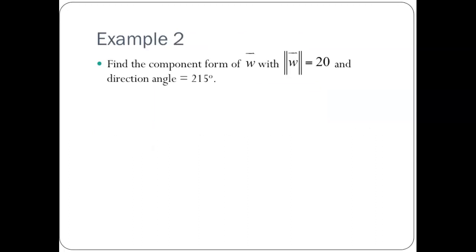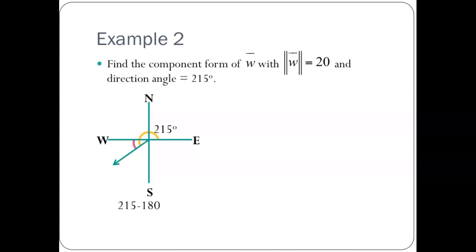All right, next example. Find the component form of vector w with the magnitude of vector w equals 20 and a direction angle of 215 degrees. Okay, let's draw this out. So 215 degrees takes us into the third quadrant here. That's a reference angle of, well, 215 minus 180 gives us 35. The magnitude here is 20.